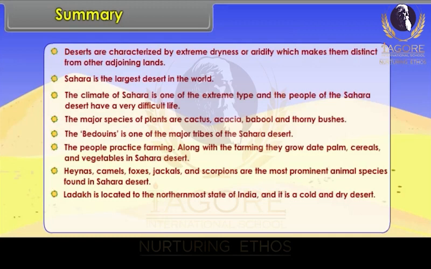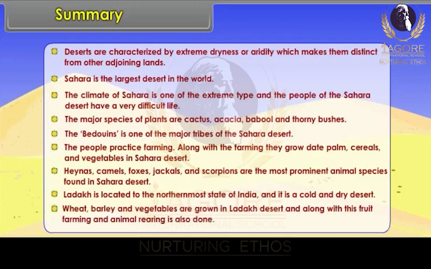Ladakh is located in the northernmost state of India, and it is a cold and dry desert. Wheat, barley and vegetables are grown in Ladakh Desert, and along with this, fruit farming and animal rearing are also done.